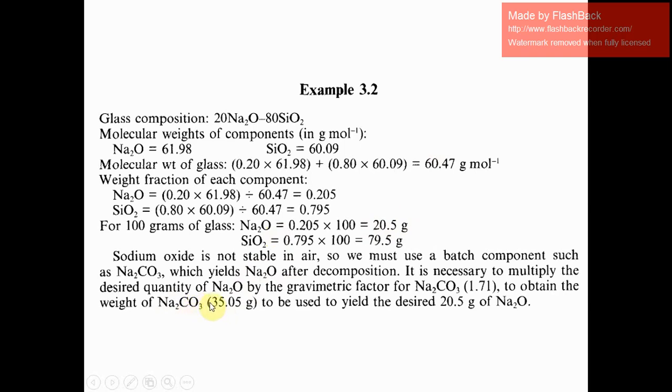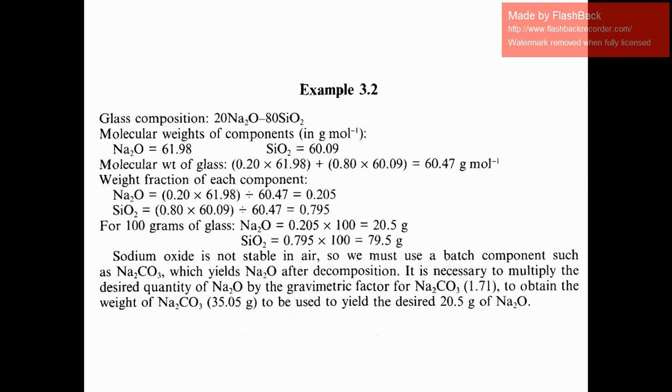So what gram of Na2CO3 do we have to take? By adding this 1.71 gravimetric factor, we have to multiply it with this 20.5 gram, then you will get 30.05 gram of Na2CO3. So by this you will get 20.5 gram after decomposition in the tank furnace.